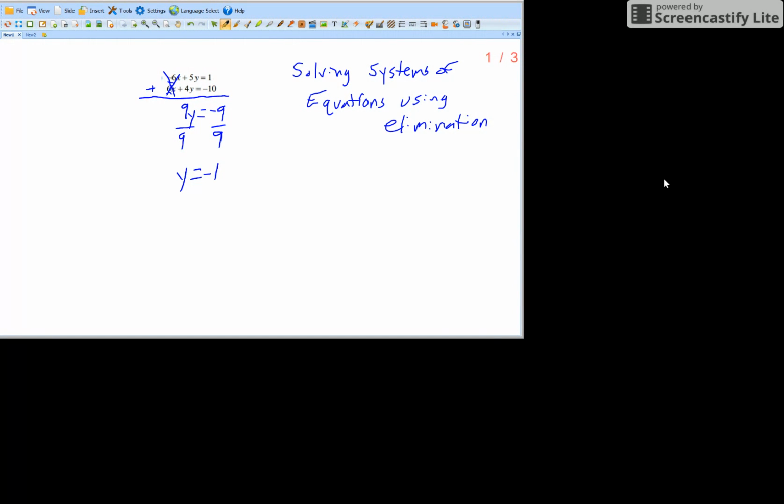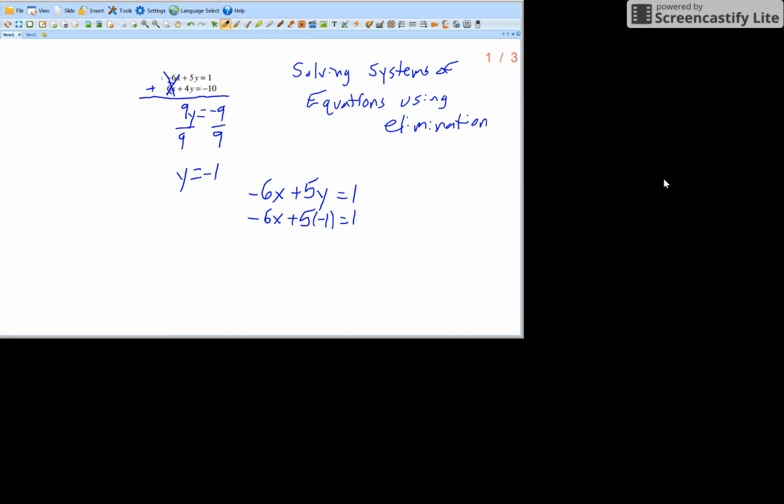Now, because we're solving a system of equations, we want to solve for both x and y. Now that we have a value for y, we can choose either the first or second equation, it doesn't matter which one, and substitute the value for y back in to solve for x. So let's take the first equation, -6x plus 5y equals 1. Since y is -1, we substitute that value in. So we get -6x plus 5 times -1 equals 1.